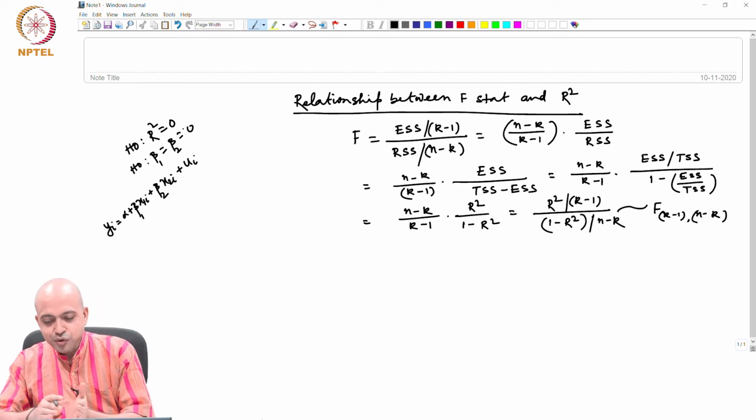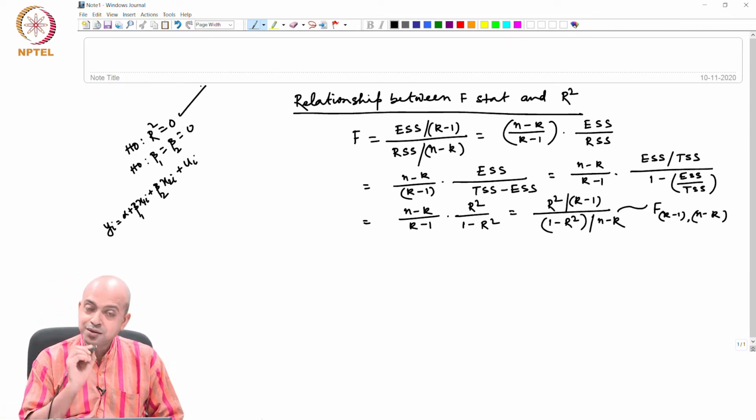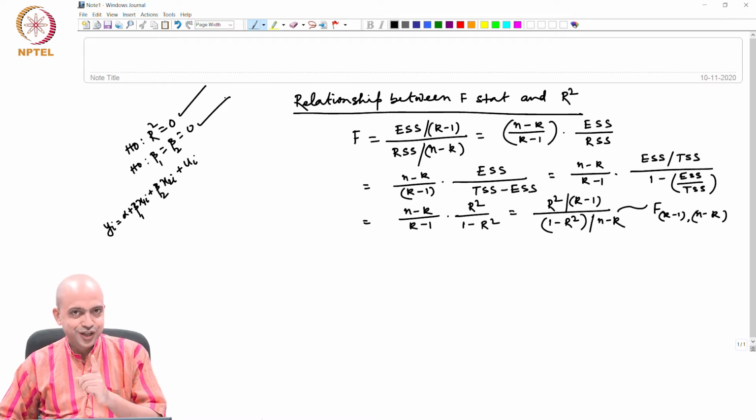Using the relationship between F and R square, what we can do is test either the significance of the R square itself or the overall significance of the model, right. So, that is the beauty of this relationship between F and R square. You can test the statistical significance of even the R square also.